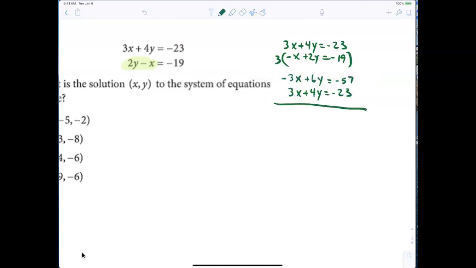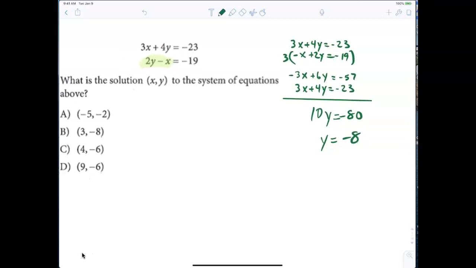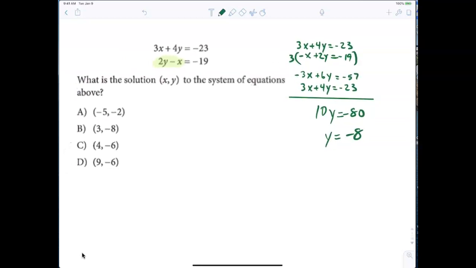Now, we add them together. When I add them together, what happens to the x's? They cancel out. So I'm left with 10y equals negative 80, and y equals negative 8. Yep, so y equals what? Negative 8. Now do I have to solve for x? No, because there's only one answer, negative 8. That's exactly correct.